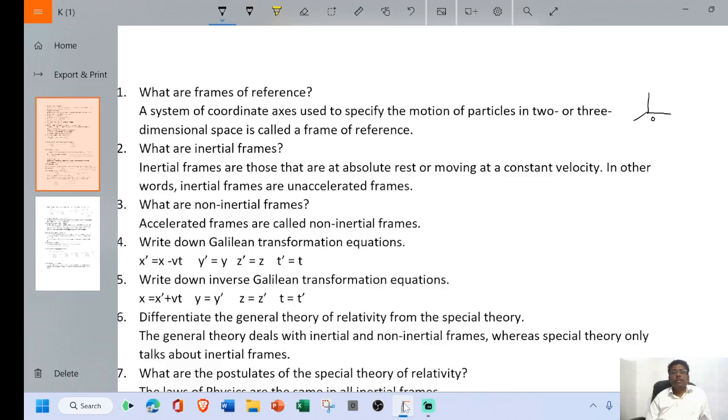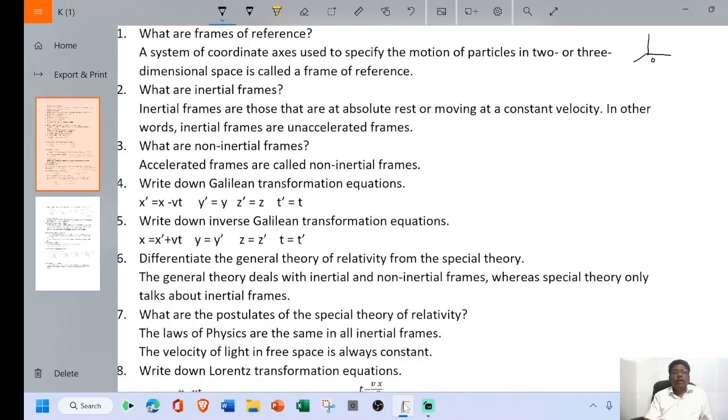What are inertial frames? Suppose a frame is at absolute rest or moving with constant velocity. Such a frame is called an inertial frame. That means unaccelerated frames are called inertial frames. What are non-inertial frames? Accelerated frames are called non-inertial frames. This means that a frame which is moving with different velocities is called a non-inertial frame.